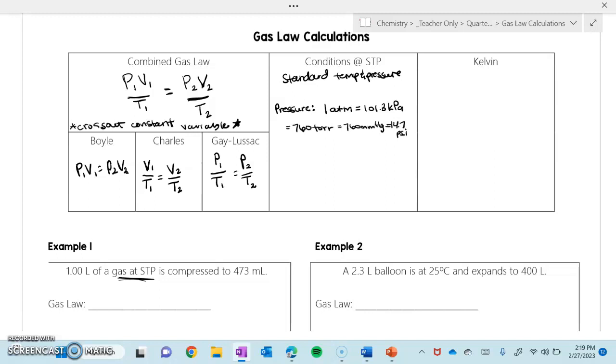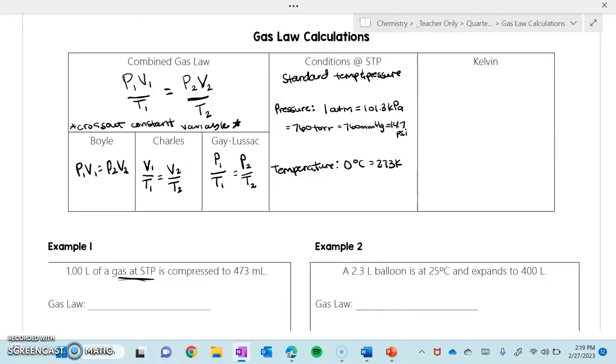Pressure 1 and pressure 2, or really any of the variables 1 and 2, will have the same units and need to be plugged in with the same units into the equation as well. Temperature at standard conditions is, the first one we learned, 0 degrees Celsius. That's also 273 Kelvin.